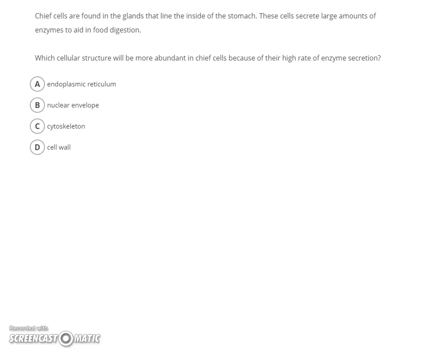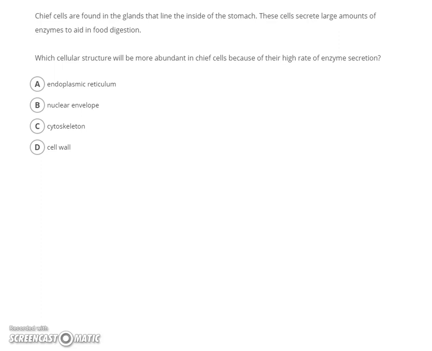Next up, chief cells. These are in glands inside your stomach. They make large amounts of enzymes. Enzymes are a type of protein. They're produced and secreted from the chief cells to help in digestion. When we say secretion, we mean they get released from the cell. So which cell structure is abundant in these cells?